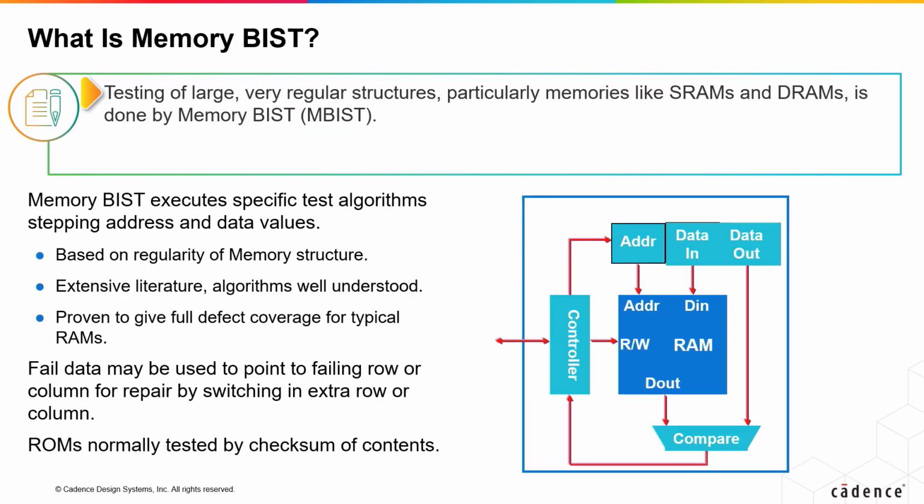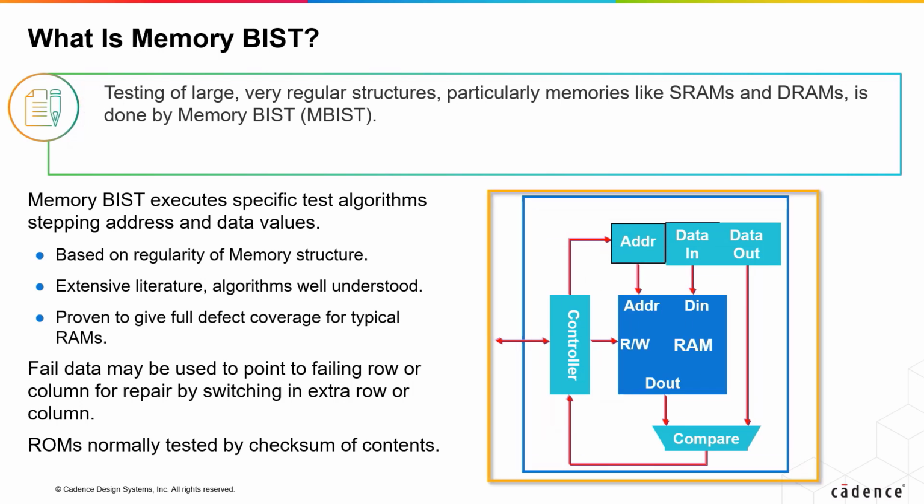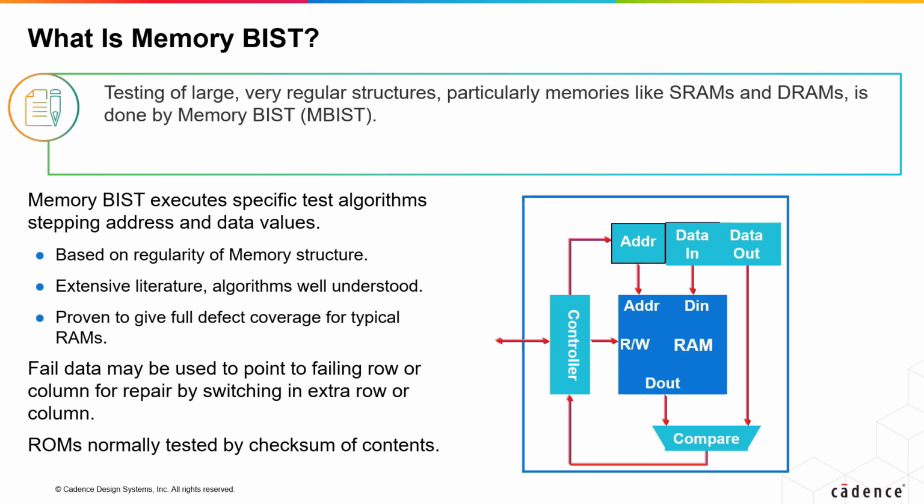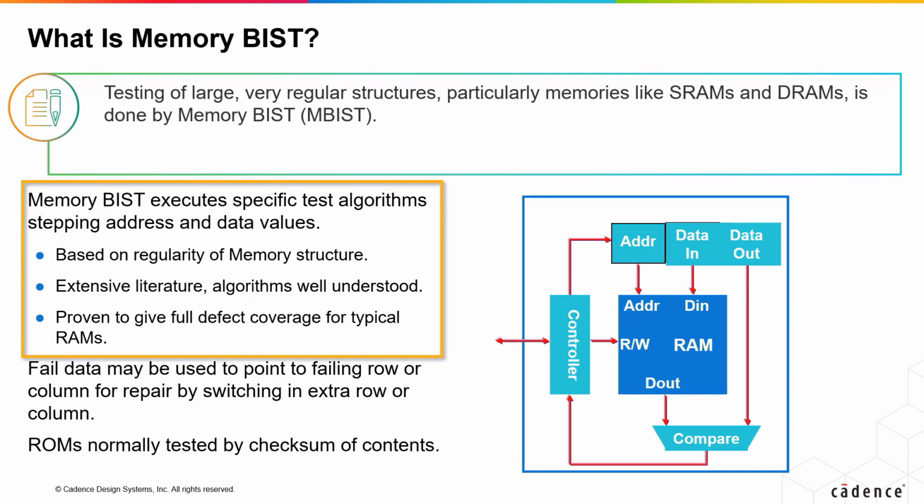Testing of large, very regular structures, particularly memories like SRAMs and DRAMs, is one area where memory BIST shines. The deterministic patterns, in terms of address, data in and data out, needed to fully test RAMs are well understood and reasonably easy to implement in silicon. As a result, virtually all RAMs instantiated in chips today have a memory BIST, MBIST, controller, built into or instantiated with the memory.